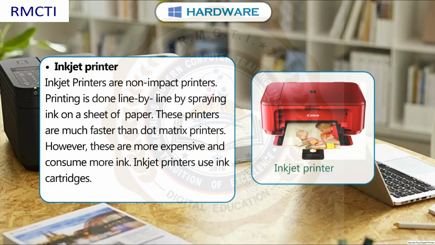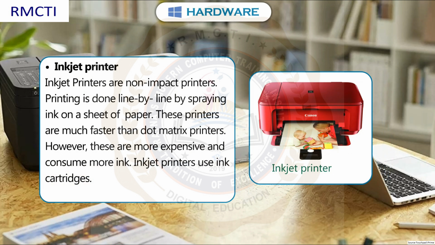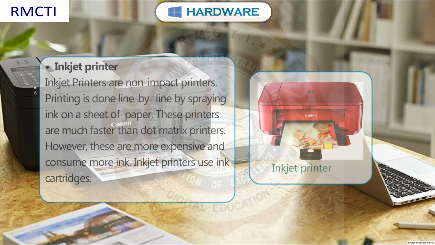Inkjet printer. Inkjet printers are non-impact printers. Printing is done line by line by spraying ink on a sheet of paper. These printers are much faster than dot matrix printers. However, these are more expensive and consume more ink. Inkjet printers use ink cartridges.